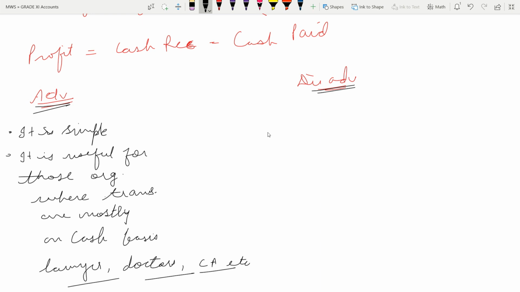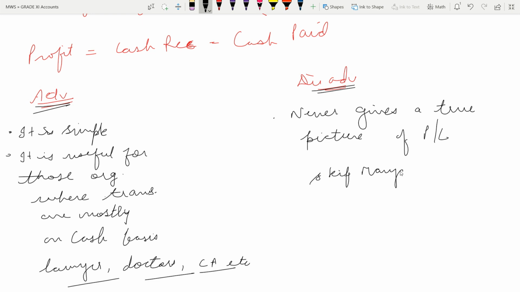So what are the disadvantages? If an organization opts for this, then what are the disadvantages of cash basis? First of all, it never gives a true picture of profit and loss. You will not be able to know what are the real profits and losses of the firm, because you are not recording the credit transactions. In this way, you are going to skip many transactions which should be recorded in the firm.